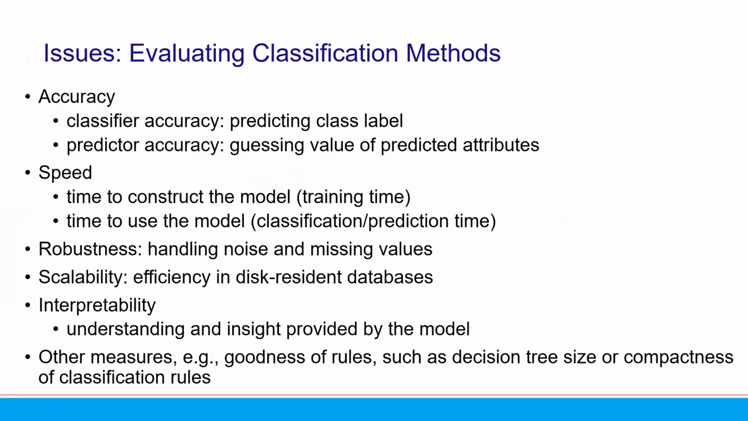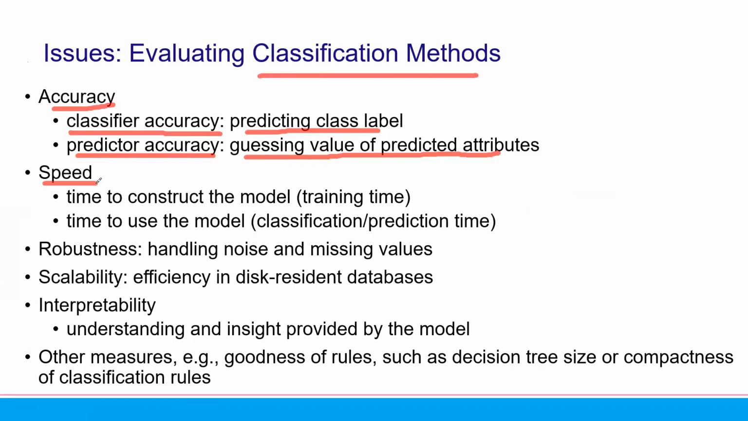So when we do the classification methods, we can also check the accuracy. The accuracy means the classifier accuracy: how we can predict the class labels, the accuracy of the prediction, or the predictor accuracy. We call it how we can guess the value for predicted attributes. So the accuracy is important for the classification methods.